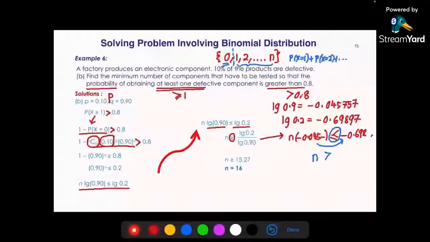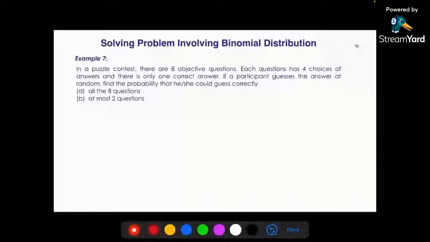Example 7. In a puzzle contest, there are 8 objective questions. Each question has 4 choices of answers and there is only one correct answer. Macam kita buat multiple choice question. A, B, C, D. Kan ada 4 answer, satu je betul. Maksudnya 1/4.